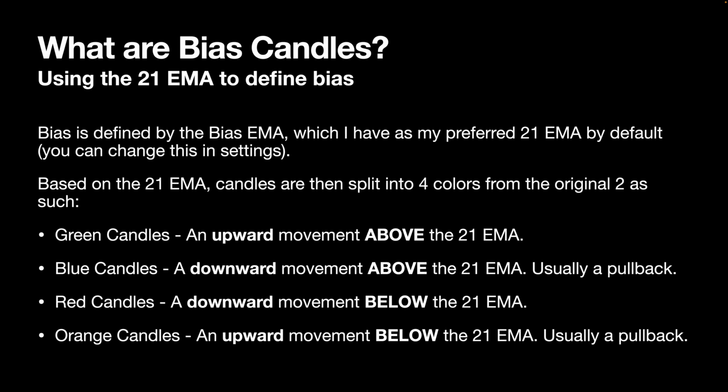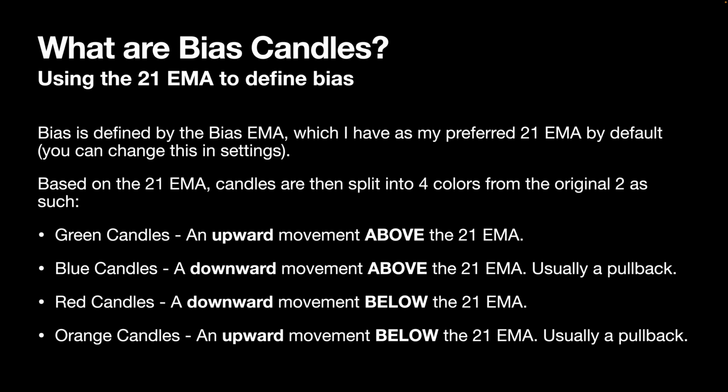And so that's one of the bases of my trading style, to use the pivot ribbon, which is very much based on the 21 EMA. So based on the 21 EMA, candles are then split into 4 colors from the original 2, based on where the price is relative to the 21 EMA. Again, this is a lagging indicator. All EMAs are lagging, so it will adjust on the candle that you're in. So usually you want to wait for a candle close to understand what the final color is going to be for the candle. But the 4 colors are as such.